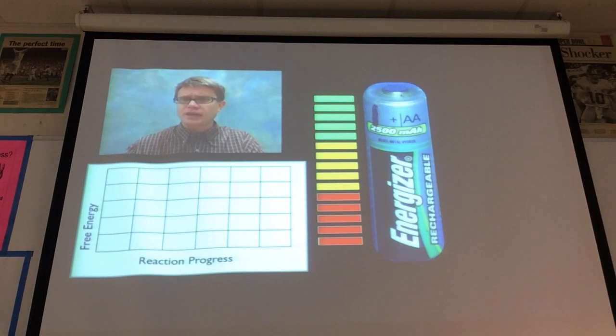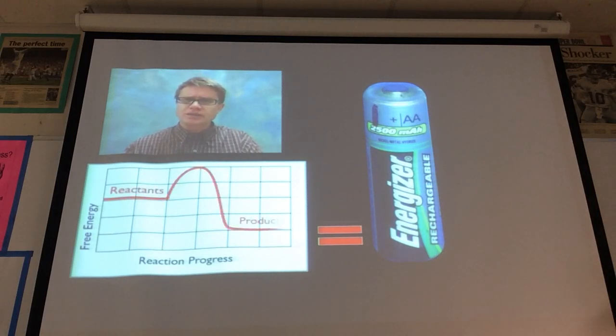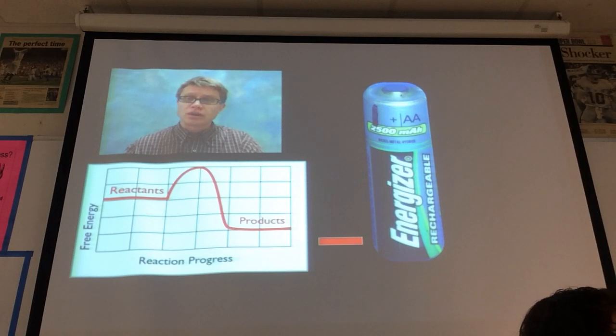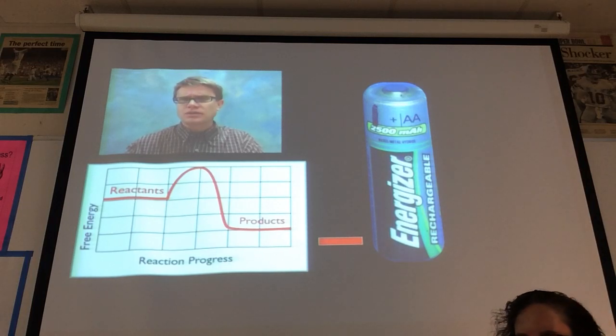So if we're looking at a battery like this, why does the battery eventually run out? It's because our reactants have more energy than our products do, and so we're losing that energy. Now we're using that to do work, and losing it as thermal energy, but eventually you have a battery that doesn't work.